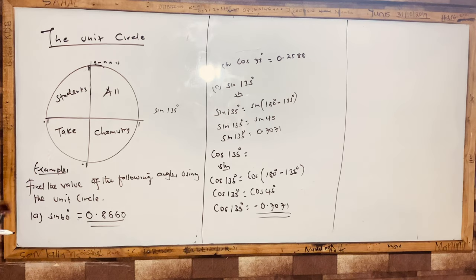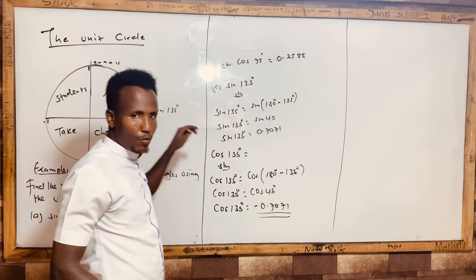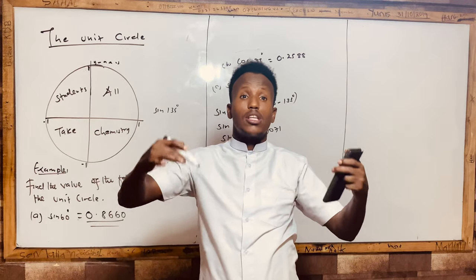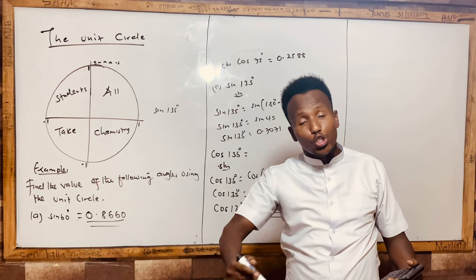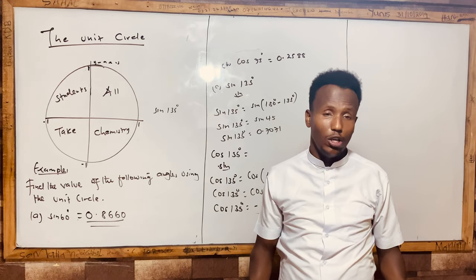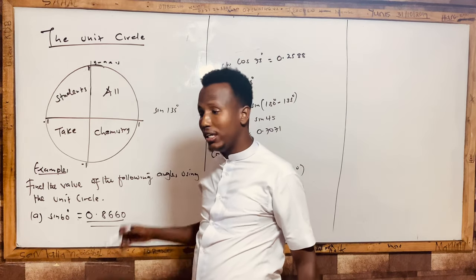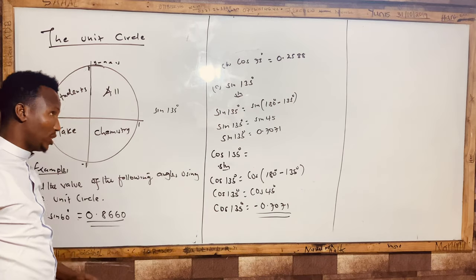So when an angle enters the second quadrant, to get the value of that angle, we are going to say the cos, the sine or the tan of that angle is equal to the cos, the sine or the tan of, open a bracket, 180 minus the angle given. In that situation, you're going to get the correct answer.